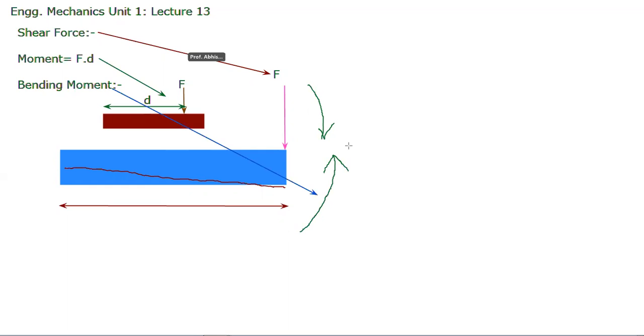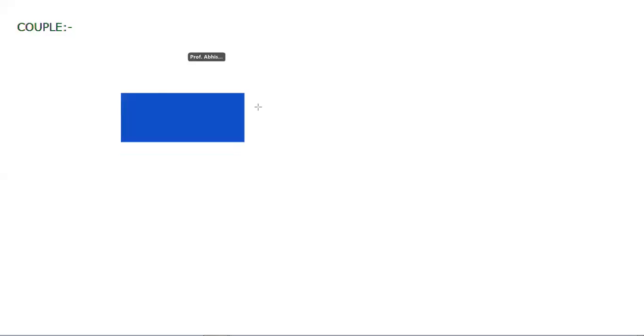Okay, now after that, we were having one numerical in our previous lecture, and that numerical was regarding finding out the moment of couple. Now what is couple? Couple also we have seen in our previous lecture. Couple is a system of forces. There are two forces which act on an object.